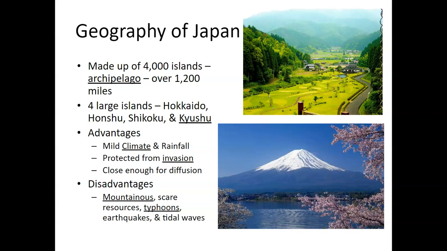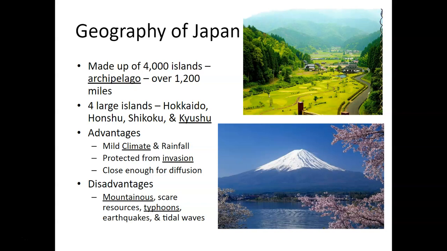Now, there are some advantages to the climate and the structure of the island system for Japan. There's a very mild climate, so it's pretty easy to live there. It doesn't get too cold or too hot, and there's a lot of rainfall, so you can have very fertile lands and allow for a significant population to grow.